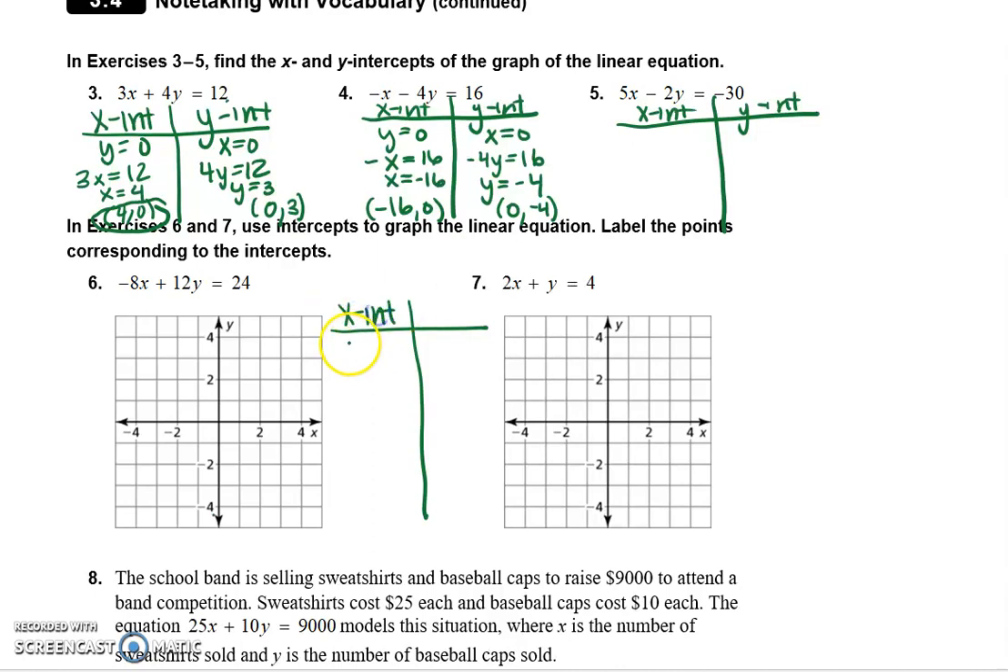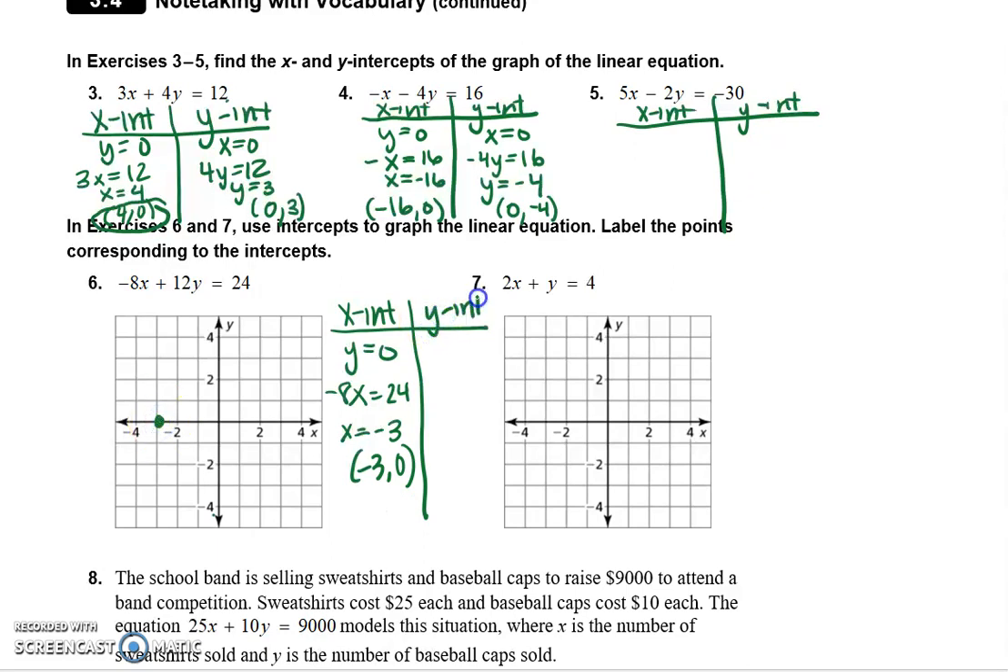If we're finding the x-intercept, we're going to set y equal to 0. If we set y equal to 0, we're left with negative 8x equals 24. Divide both sides by negative 8, and x is negative 3. So this is the point negative 3, 0, which is right there.